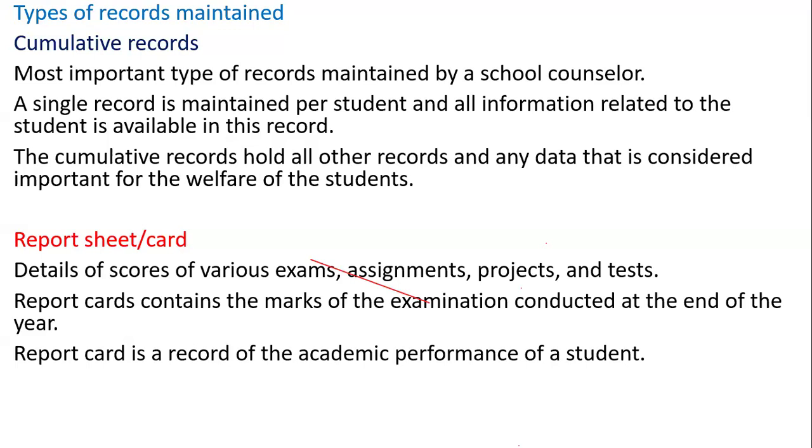Then what are report cards? What kind of information is there in the reports that you know as teachers? There you can find scores, marks of the exams, term tests, assignments, projects. So report cards contain marks of the tests, year-end tests, term tests, right? It's a record of the academic performance of the students.